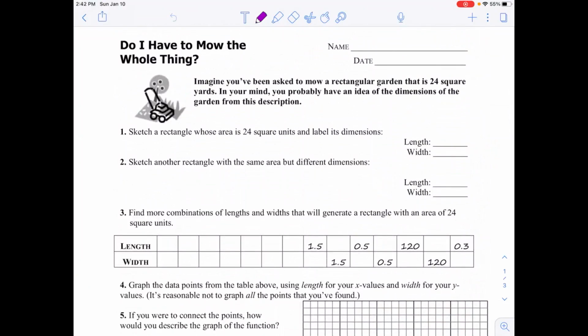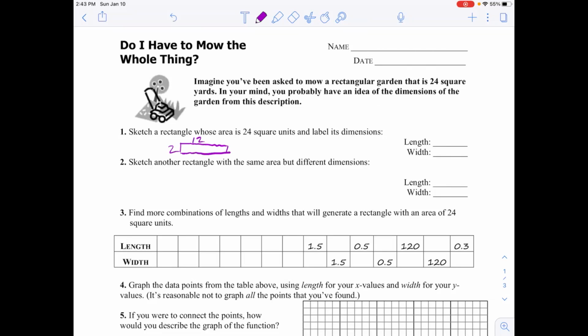Imagine that you've been asked to mow a rectangular garden that is 24 square yards, so it has an area of 24. In your mind, you probably have an idea of the dimensions of the garden from this description. So your first job is to sketch a rectangle whose area is 24 square units and label its dimensions. When you think of something with an area of 24, maybe the first thing that jumps to mind is 2 by 12.